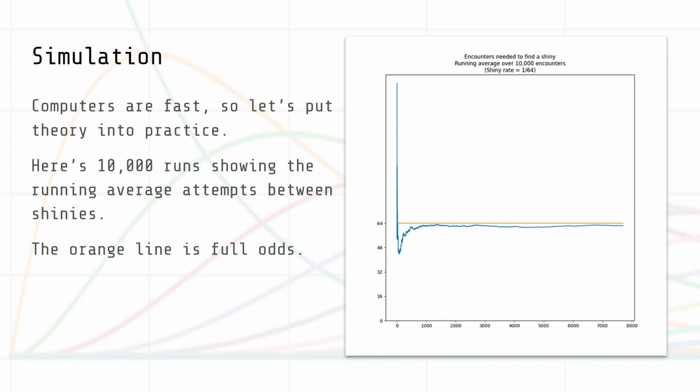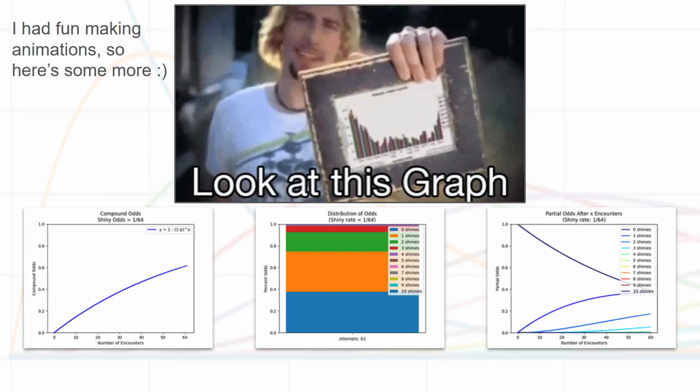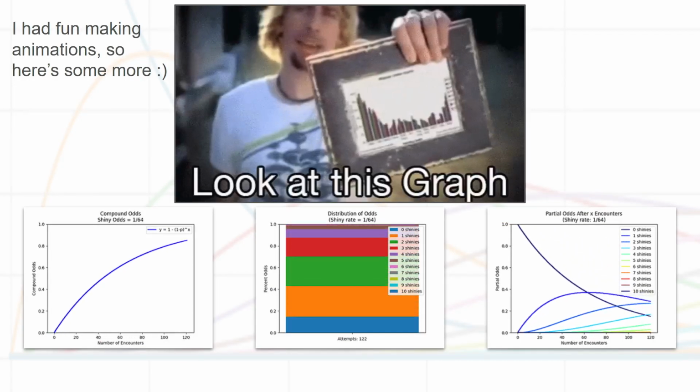Now here's a simulation, since computers are so fast, and this is me just running 10,000 encounters and showing how many average attempts it takes between shinies. The orange line that you see is full odds, and as we approach infinite numbers of encounters, we will eventually see that basically we match the shiny rate exactly. I had a lot of fun making animations, so here's a few more.